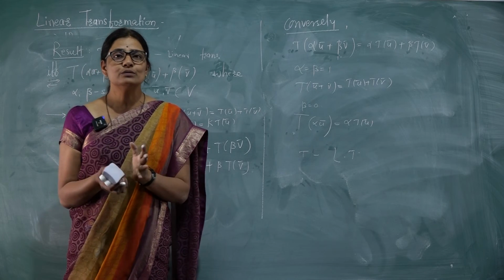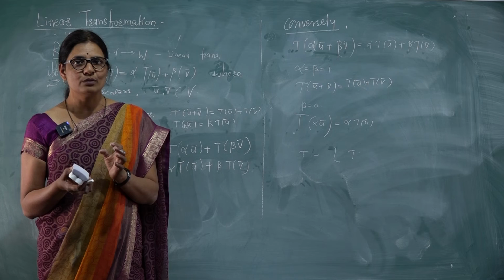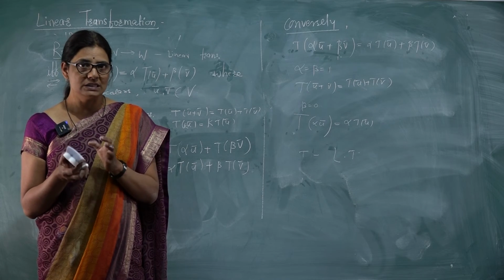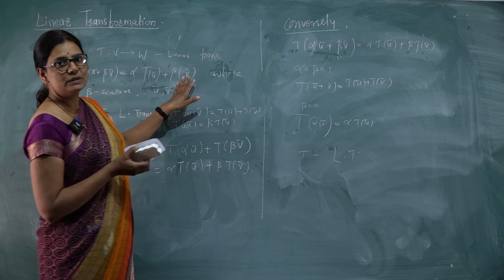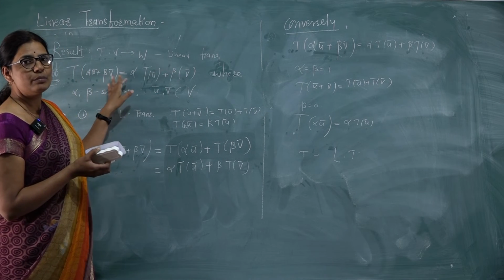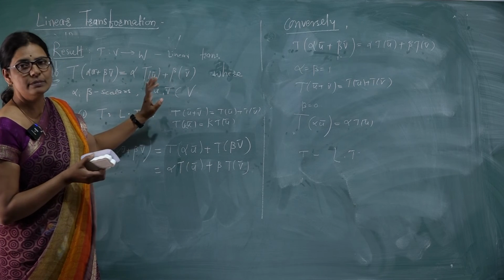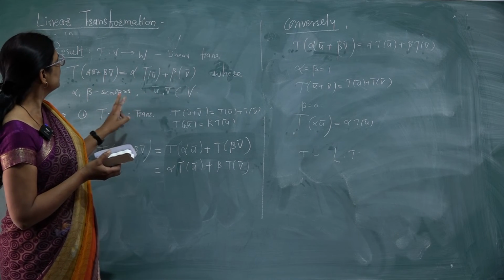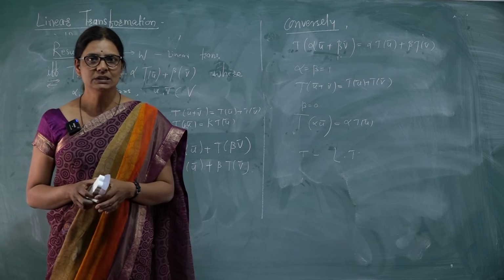So for any linear transformation this equation is true and conversely also. Suppose we want to prove that a given mapping is a linear transformation, instead of the definition you can use this result, that is, only prove the single equation T of alpha u bar plus beta v bar equals alpha times T u bar plus beta times T v bar, where alpha and beta are the scalars and u and v are the vectors.